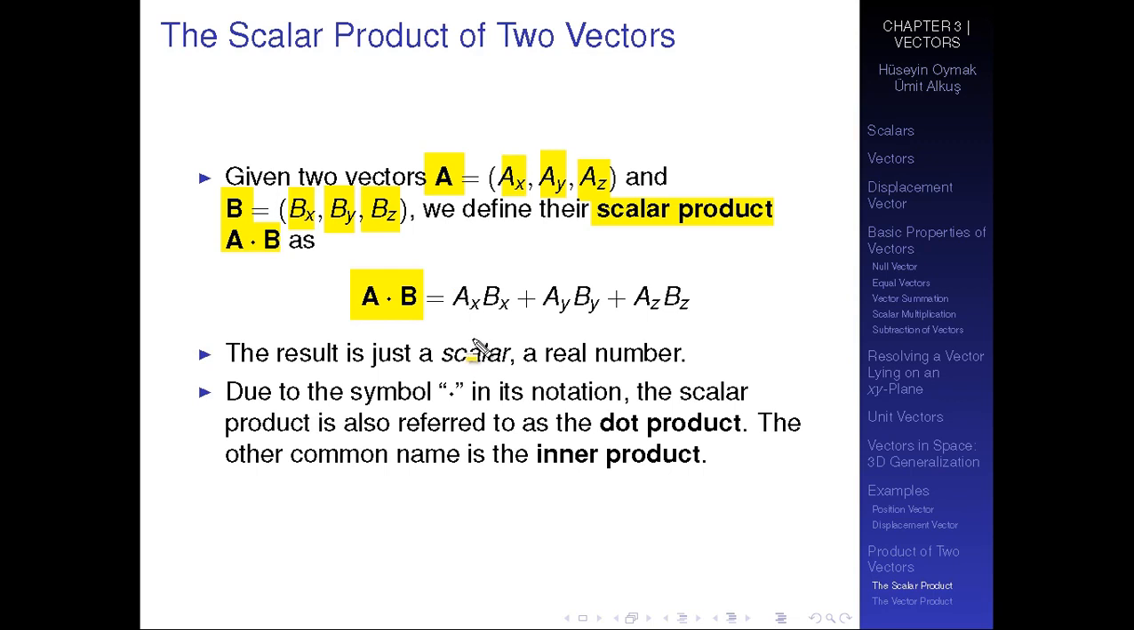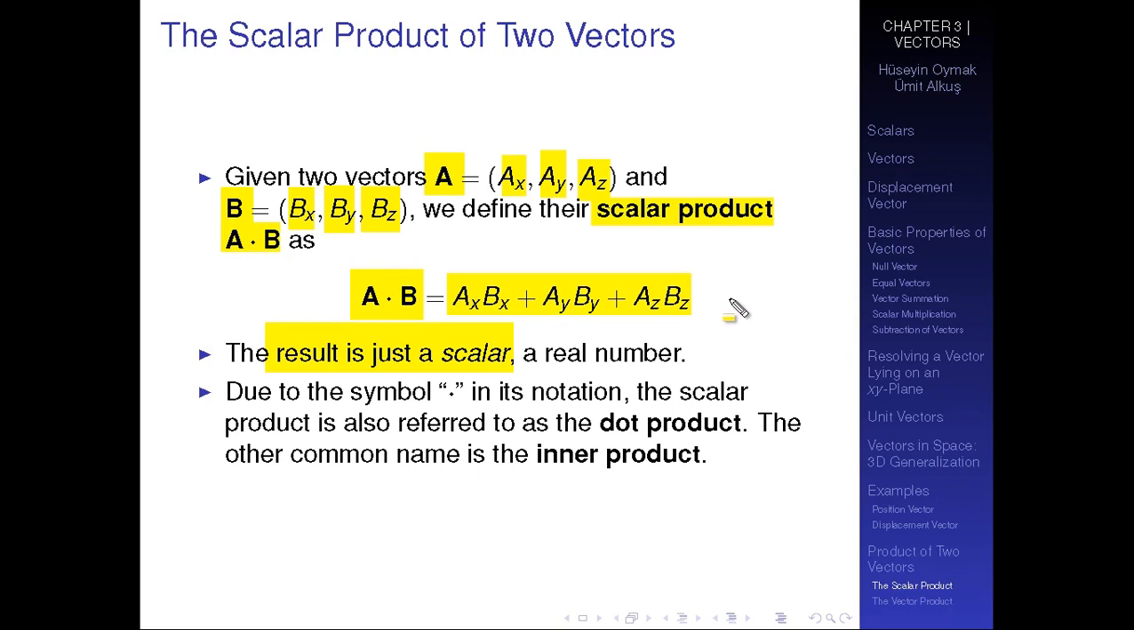In other words, A dot B equals the product of the corresponding x components of the vectors A and B, ax times bx, plus ay times by, plus az times bz. This is called scalar product since, as you see, the result is a scalar, a real number.